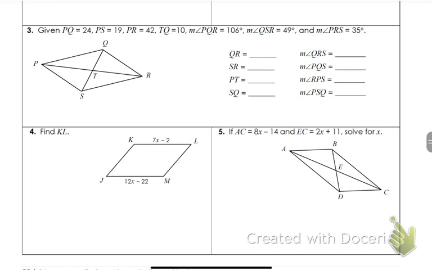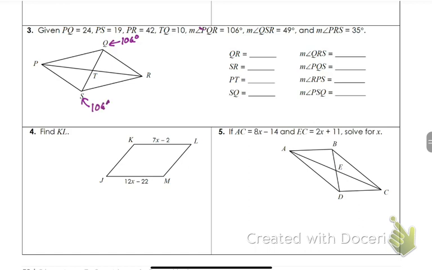Number 3. Do you have a particular question? Just the angles. Just the angles? Okay, so we have PQR. PQR is 106. So that means that angle PSR is also 106. So I'll go ahead and label that right off the bat.